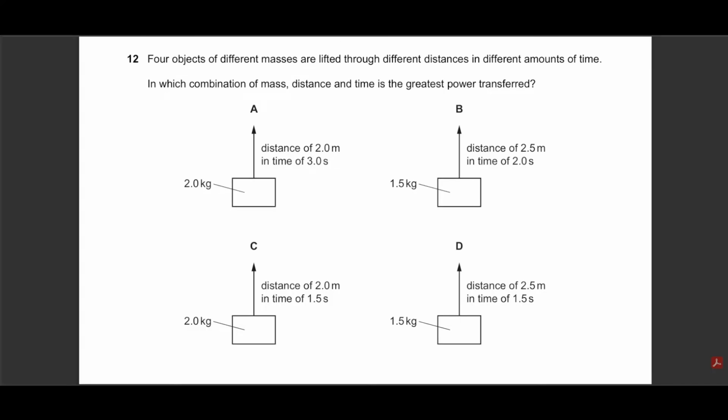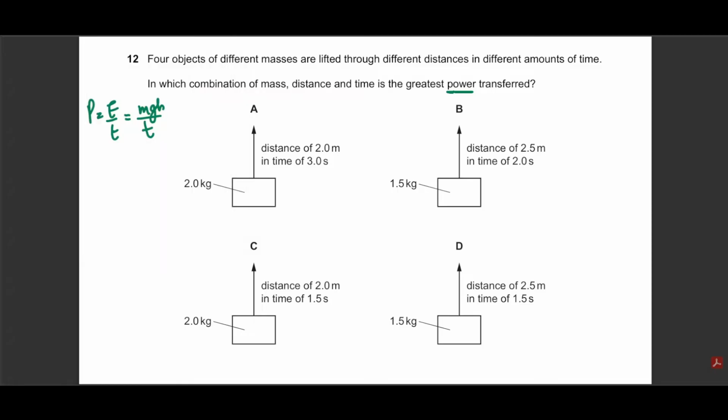4 objects, different masses. Okay, fine. If they're being lifted, then it's a lift question. And we know that if I wanted to find power, then the formula for power is equal to energy divided by time. And what type of energy is being employed in this question when it's about lifting? That's gravitational potential energy, which will be mgh divided by time t.